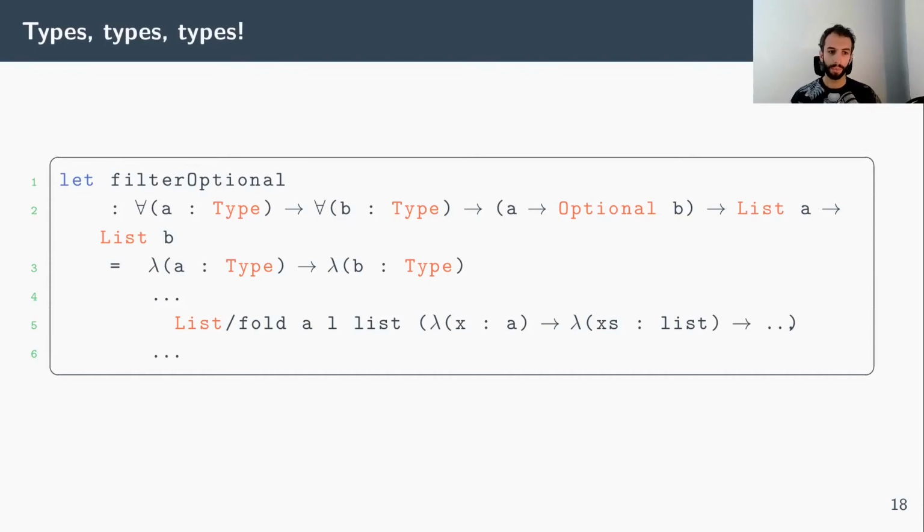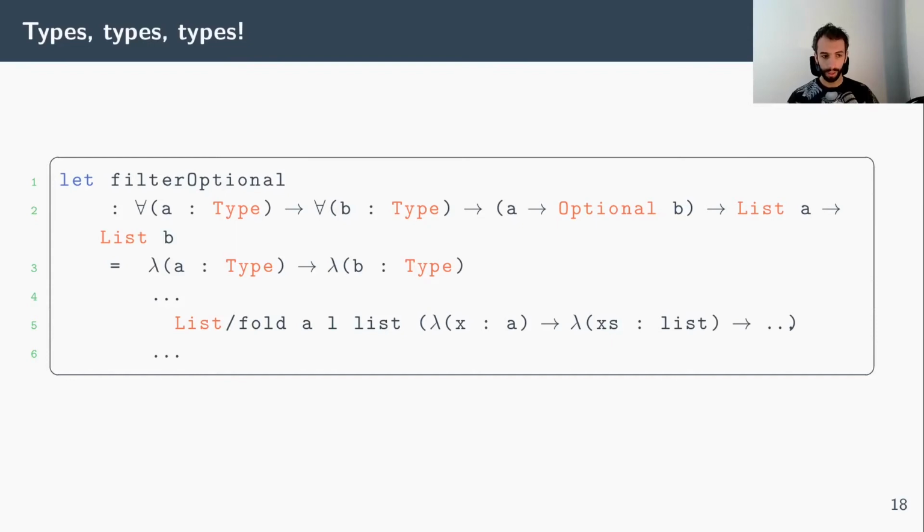However, types in Dhall can become a bit verbose. This is an example taken in the wild, from someone's code base, which defines the usual filter map higher order function. You see at line 2 that there is a type signature. This one is pretty standard. It's a generic function of two types that takes a function and a list.